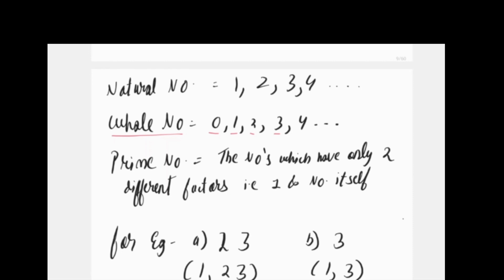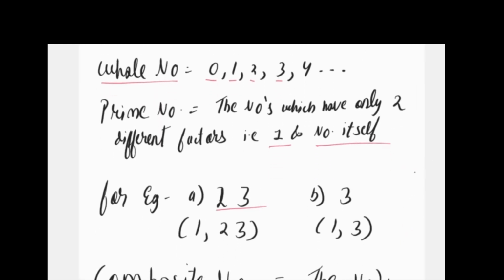Now what are prime numbers? Prime numbers are the numbers which have only two factors, that is 1 and the number itself. For example 23. 23 has only two factors, 1 and 23. For example 3. 3 has only two factors, 1 and 3. There is no other number by which 3 is divisible.